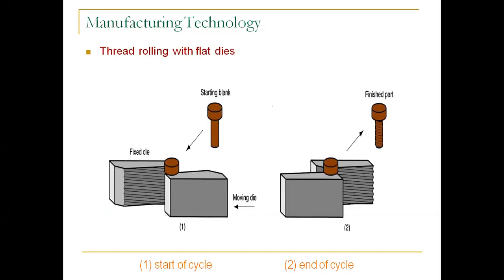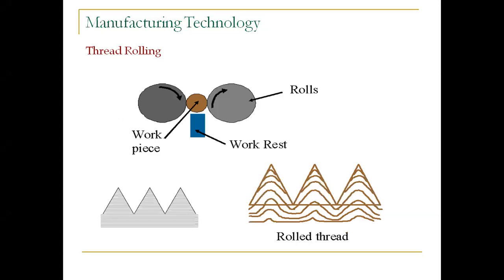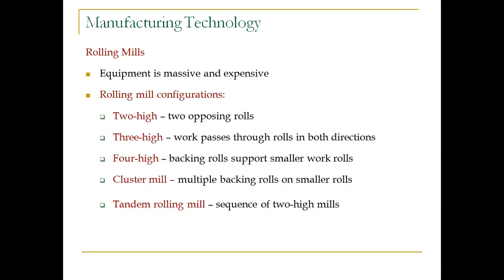So thread rolling with flat die. You can see from the diagram that these are the starting blank and a fixed die, the finished part, and these are moving dies. So this is the start of the cycle and this is the end of the cycle. Next one is thread rolling with rollers. You may see in the diagram the work rest. These are the rollers which are moving, and this is the workpiece. Next one is rolling mill.